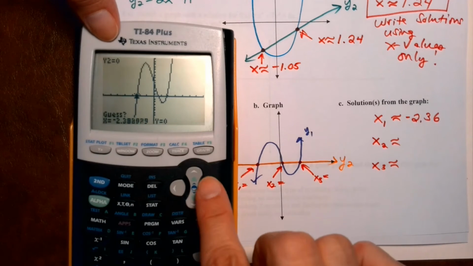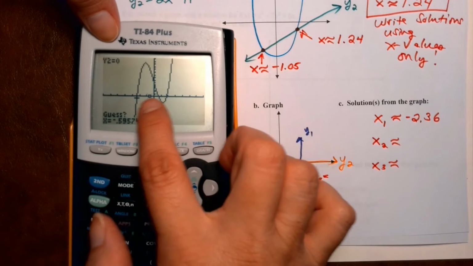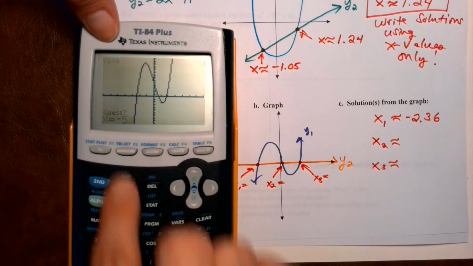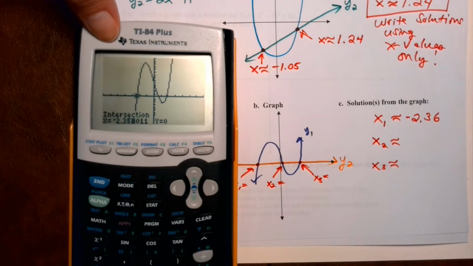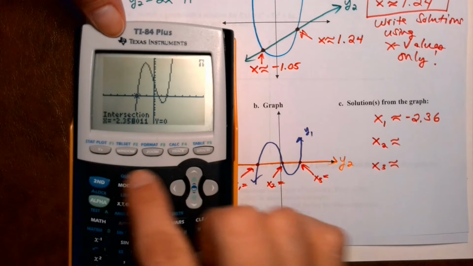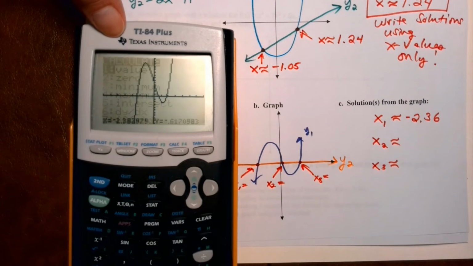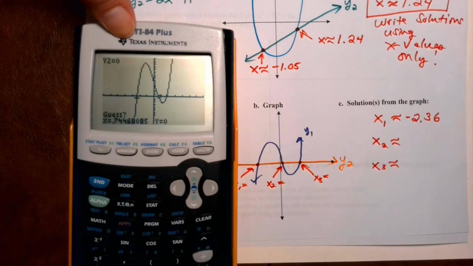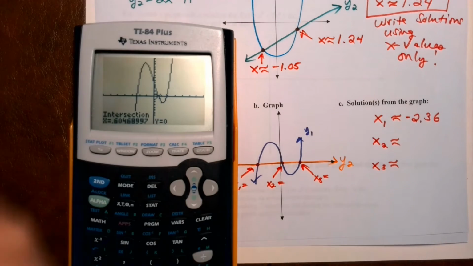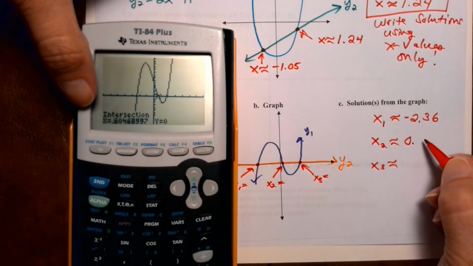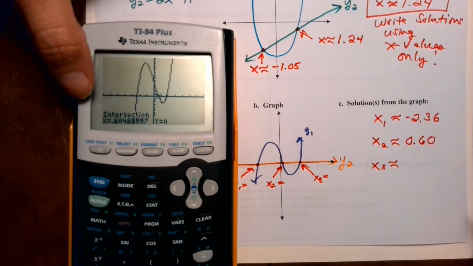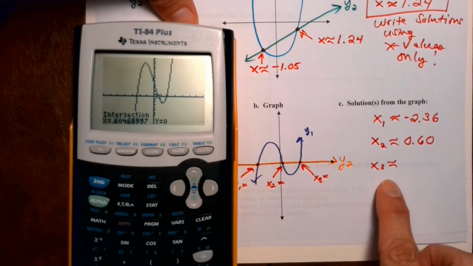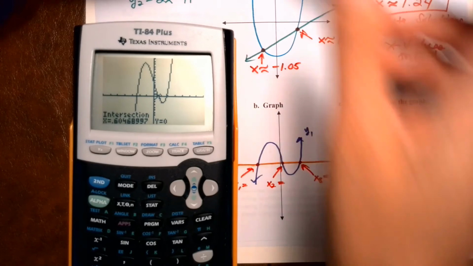Now, you could go like this, or you could actually type in a number if you want to guess. I'm going to guess 0.5, and it just takes me there. Oh, that's not right. Hang on, we got to do it again. If you don't get the right point, you have to make sure you get closer to it and then do it. So the second solution is 0.60. Please find that third solution, rounded to 2 decimal places correctly.